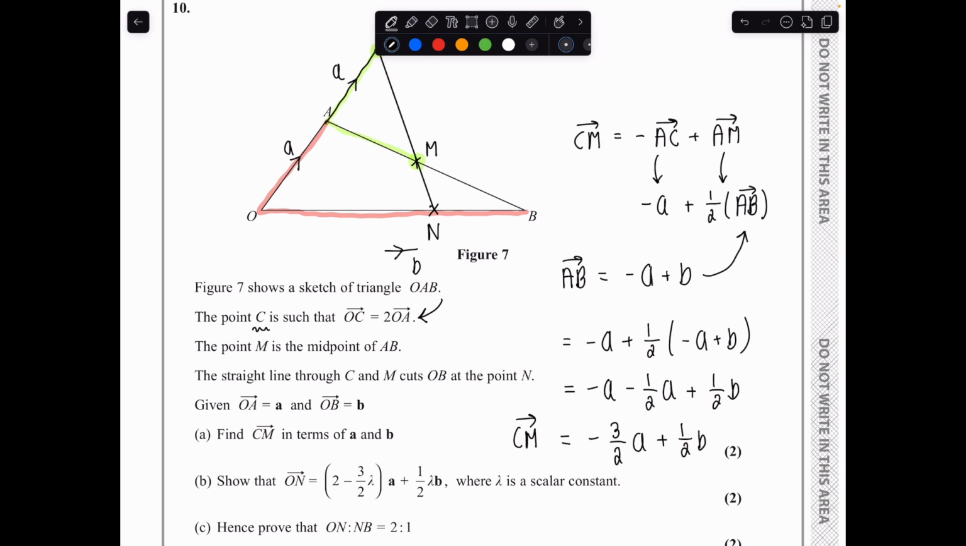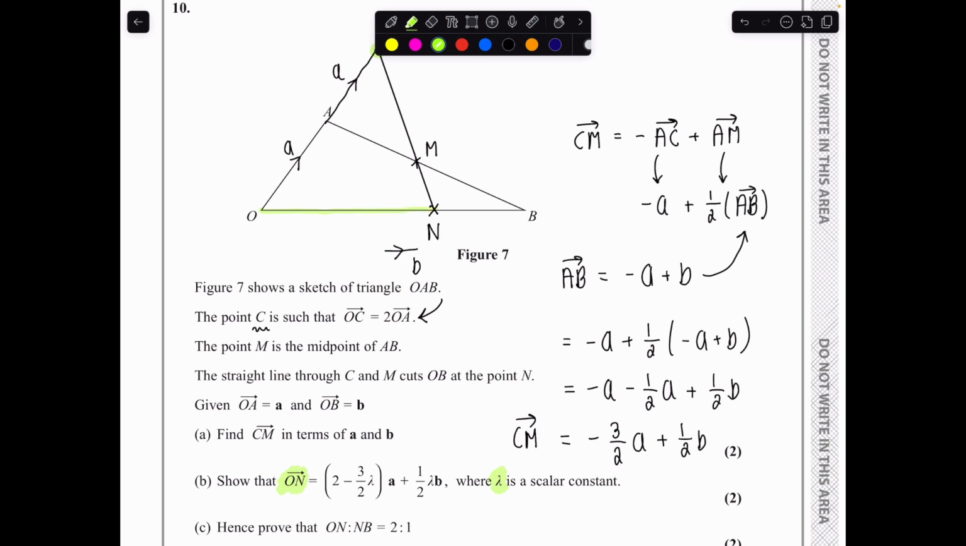So part B is the main bit that's really tricky, that a lot of students sort of got stuck on. So let's read it and see what we need to do. So we're told to show that O to N is this expression here, where we have some sort of scalar constant. So when it comes to show questions, the first thing we want to look at is understand what we're trying to find. So we're trying to find O to N. Now, if we look at what O to N actually looks like, O to N is just this area here, isn't it? From O to N.